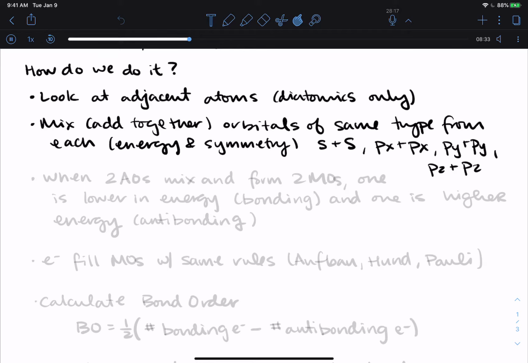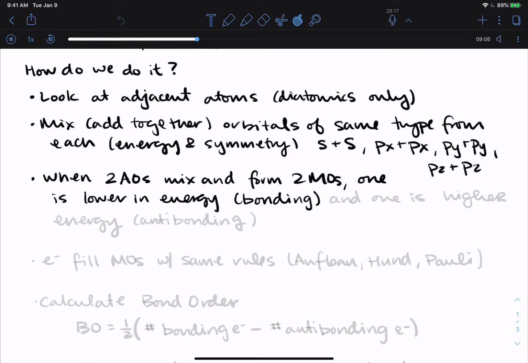Okay, so then next, when two atomic orbitals mix and form two molecular orbitals, one is lower in energy, and we call this the bonding combination or the bonding molecular orbital, and one is higher in energy. So overall, they're going to balance out. We'll have conservation of energy.